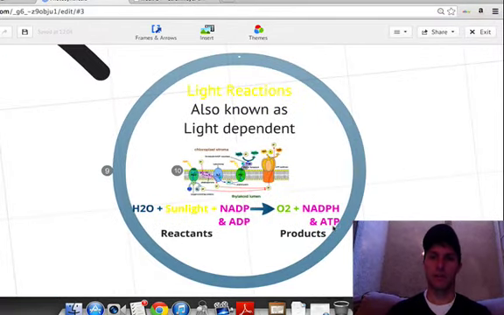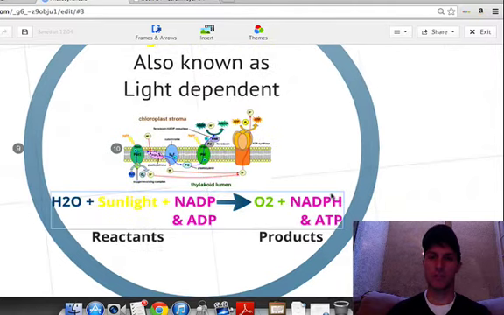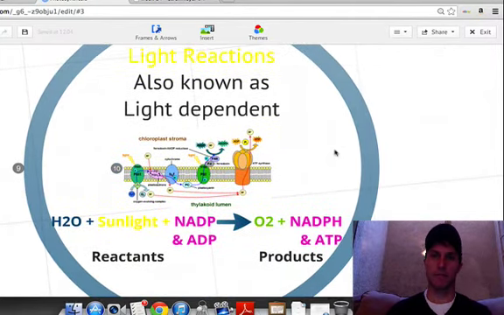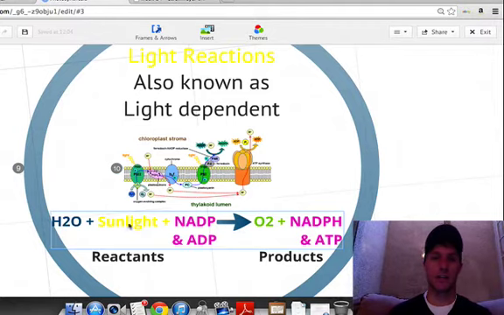Alright, the light reactions. Let me zoom in here so we can see this a little better. Light reactions are also known as the light-dependent reactions. And again, what's happening is we're taking water and sunlight and these uncharged batteries, and through a chemical process, we're going to make oxygen and the charged batteries, NADPH and ATP.